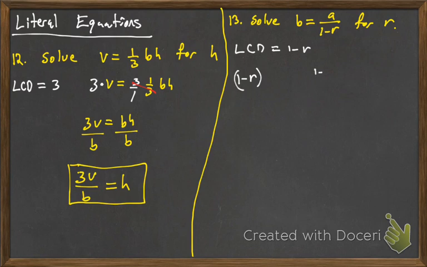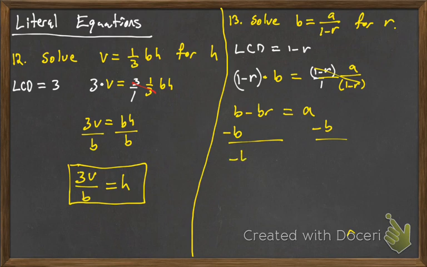So 1 minus R times B, and 1 minus R times A over 1 minus R. Since I'm multiplying, I'll go ahead and decorate everything with parentheses. We'll distribute the 1 minus R to the B on the left-hand side. So we get B minus BR. 1 minus R is absorbed on the right. We'll subtract B from both sides, and we get negative BR is equal to A minus B.